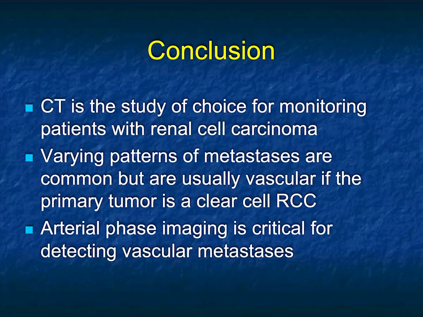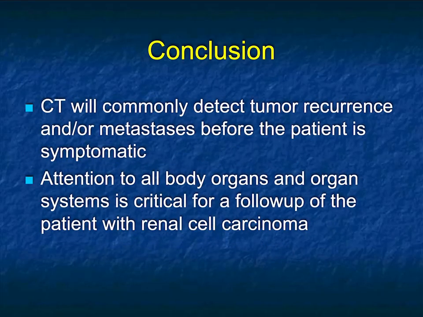We spoke about the varying patterns of metastasis and the importance for the radiologist, for you and me, to not be blindsided by picking up a lesion and being so pleased we missed 3 other lesions. Mets are more common in clear cell and they're vascular, but 85% of renal cells are going to be clear cell in most articles. And arterial phase imaging is therefore critical for picking up and seeing many and or not all of these metastatic lesions. CT will commonly detect tumor recurrence and metastasis before the patient is symptomatic.